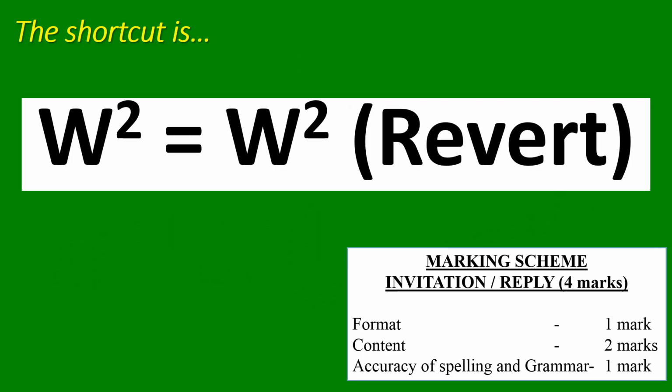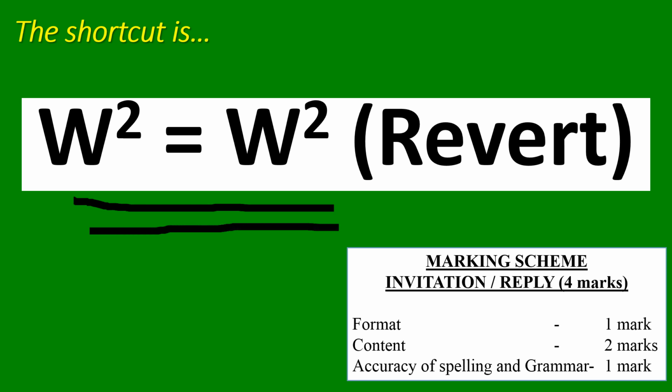The shortcut or the formula is a very simple one to remember. W squared is equal to W squared and R. That means whether you read it from the left to the right or from the right to the left, it reads the same. W squared is equal to W squared. But the purpose of the R, for revert, is another one which I shall explain to you in my next slide.